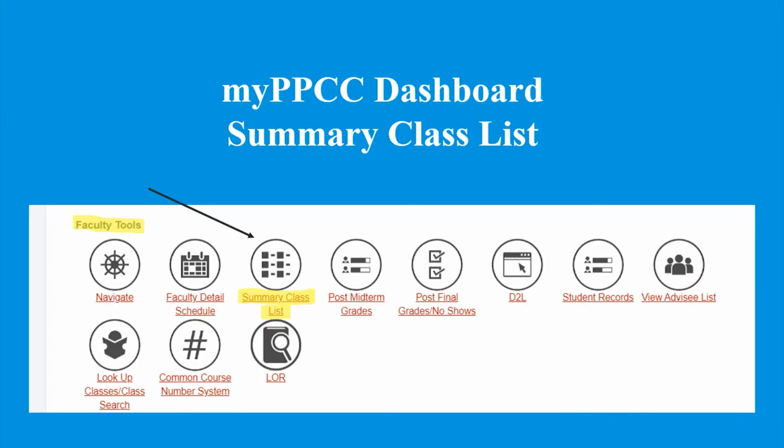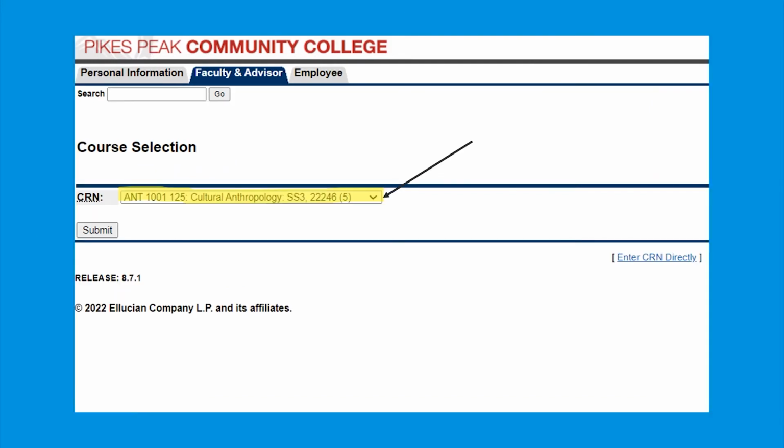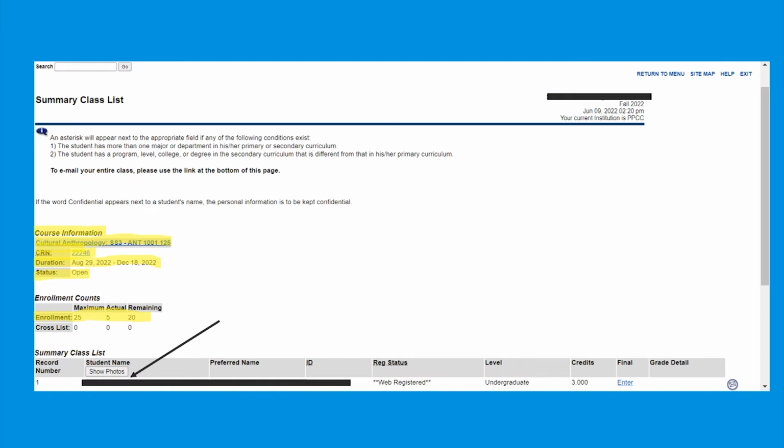Back in the dashboard, let's explore the Summary Class List icon. After selecting the Summary Class List, you will be prompted to choose the correct term from the drop-down menu. Then you choose the CRN or class you would like to see. Last, you will see all the official class lists of the students enrolled in your class. For confidentiality purposes, the student name and S number have been blocked out.